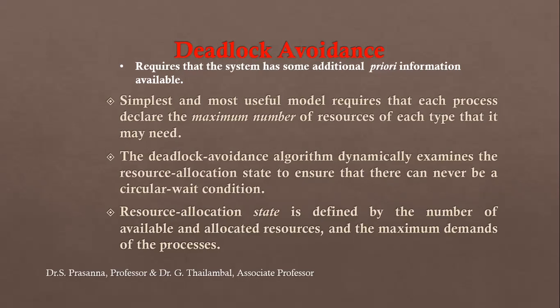It requires that the system has some additional a priori information available. The simplest and most useful model requires that each process declare the maximum number of resources of each type that it may need. The deadlock avoidance algorithm dynamically examines the resource allocation state to ensure that there can never be a circular wait condition. Resource allocation state is defined by the number of available and allocated resources and the maximum demands of the process. So a resource allocation state is based on the available and allocated resources for the process and also the demands by the process.